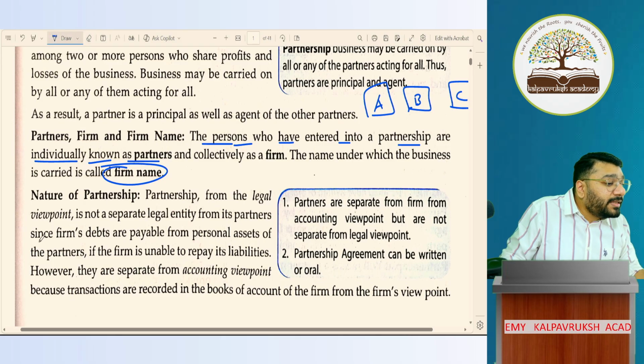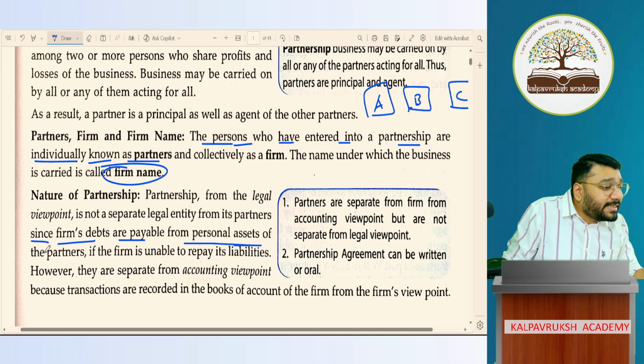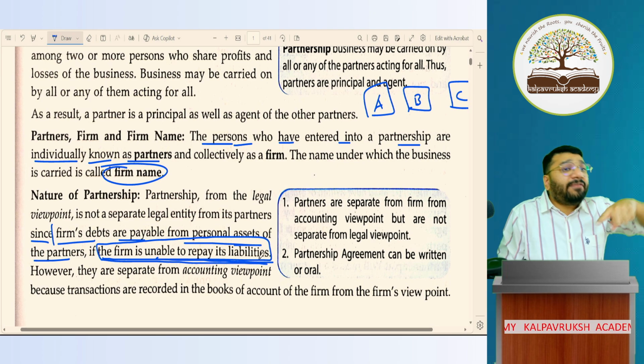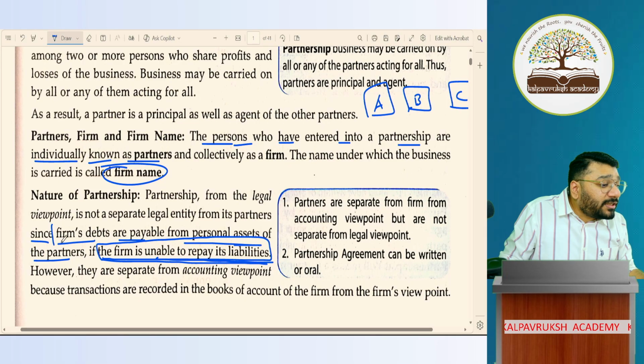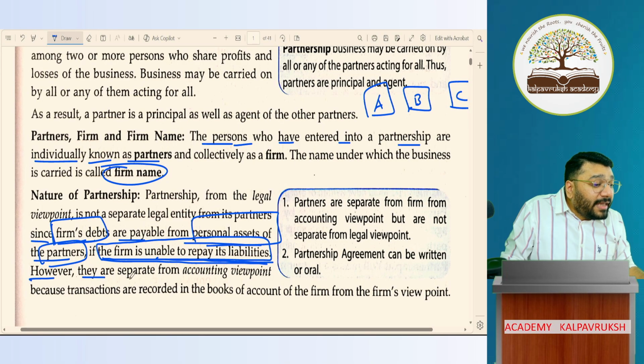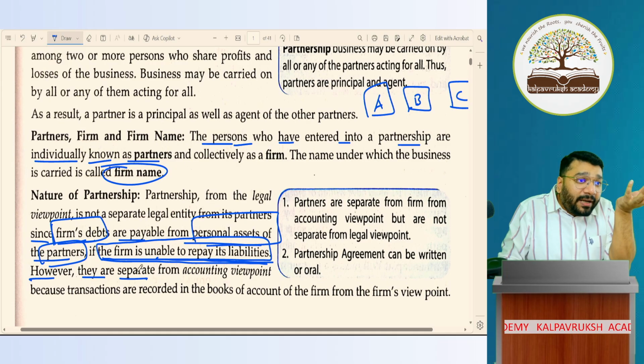Once again, ma'am. Since the firm's debts are payable from the personal assets of the partners, if the firm is unable to repay the liability from the firm's assets, then such liability will be paid from the personal assets of the partners. However, they are separate. What does that mean? Owner is separate, business is separate.